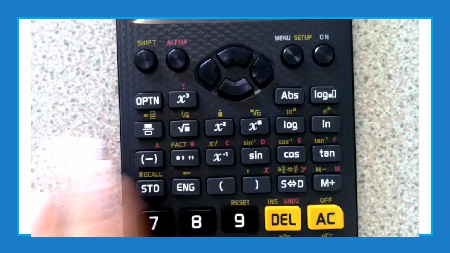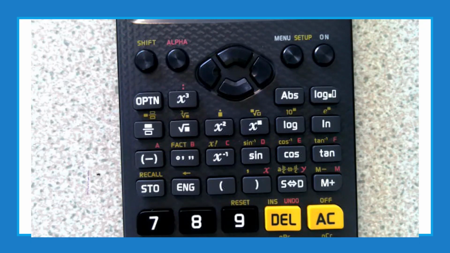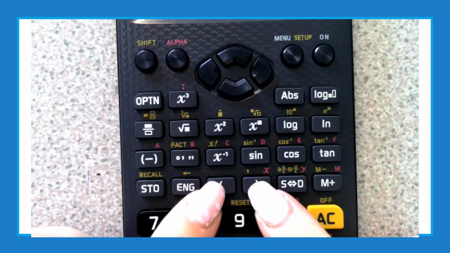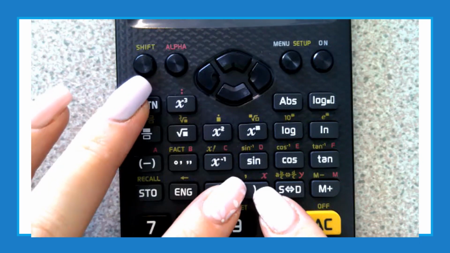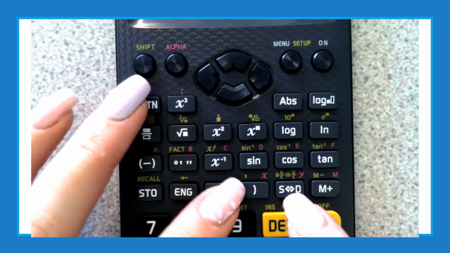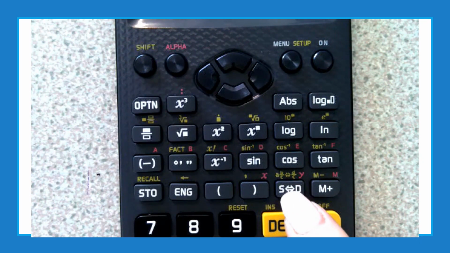The first thing we're going to have a look at are the ones that you're going to use often. So you've obviously got your brackets, so anytime you're doing something to do with BIDMAS, you want to make sure that you're using those appropriately. You've got your SD button, that converts numbers from decimals to fractions and vice versa.